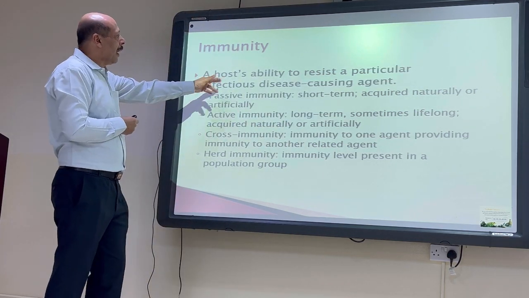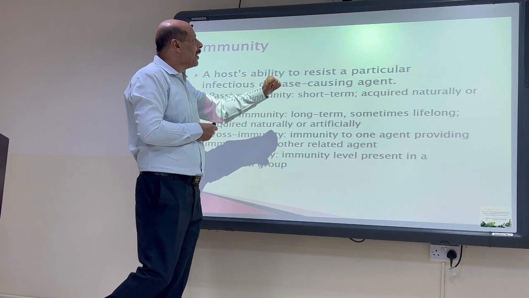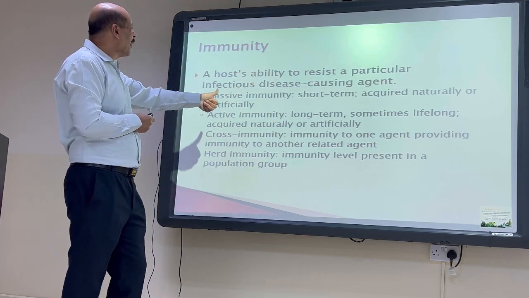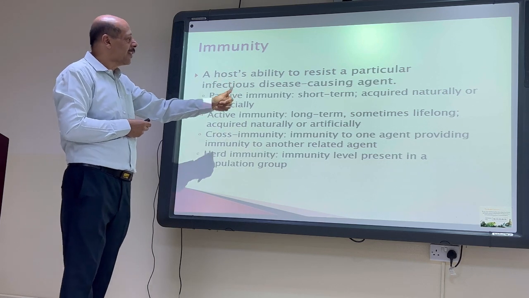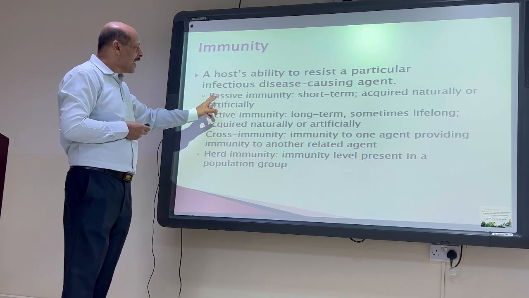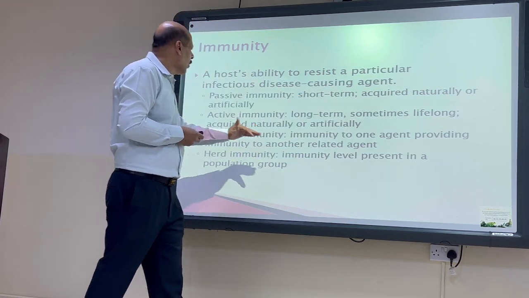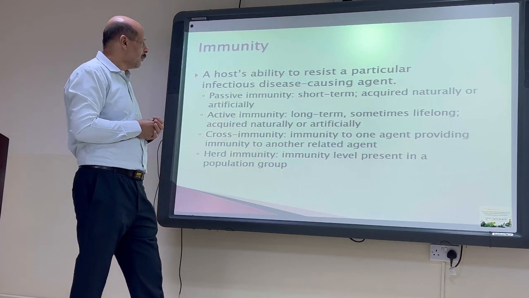So anyhow, host resistance is the ability to resist a particular infection or disease-causing agent. There is passive immunity, which is short-term acquired natural or artificial immunity.